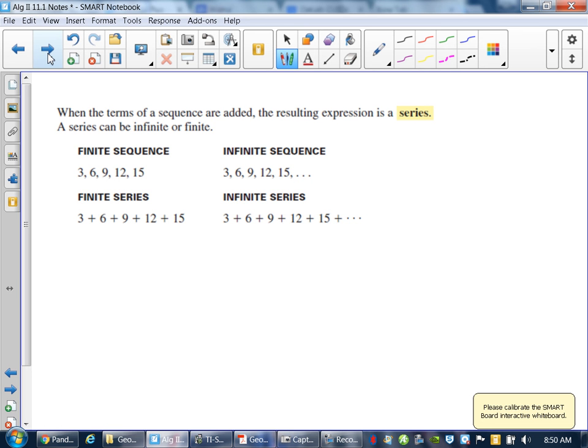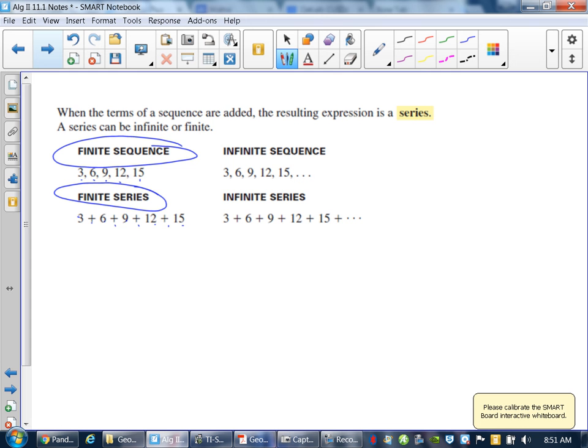Now, the difference between a sequence and a series. This is another really difficult thing to spot. Sequence: 3, 6, 9, 12, 15. Series, trust me, this is tough: 3 plus 6 plus 9 plus 12 plus 15. What's the difference? You're adding. A series is a sequence that you add each consecutive value to.